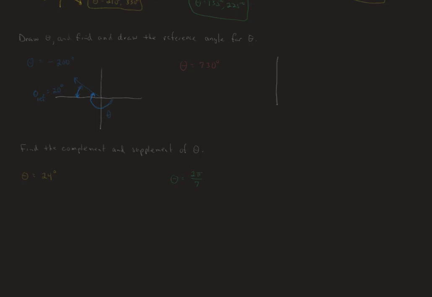Now the 730, let's see, this is positive. So we're going to go, there's 360. And if I went all the way around a second time, that would be 720. And then another 10 degrees is going to take us here. And so this is our angle theta. And we can see that we've gone around the circle twice. And our reference angle is going to be 10 degrees. It's always positive, always acute, always going to the nearest x-axis.